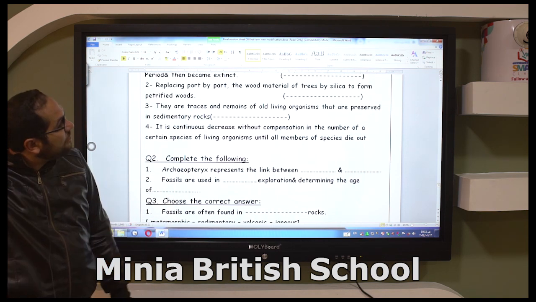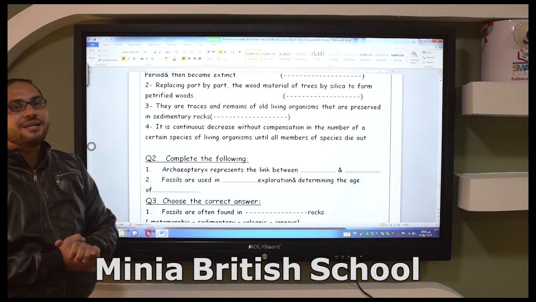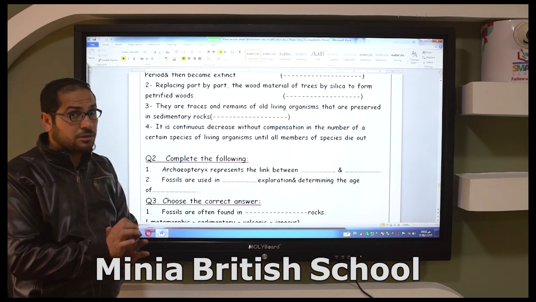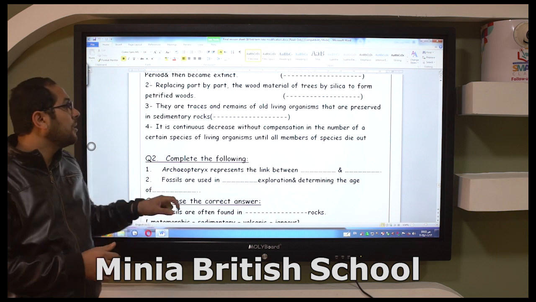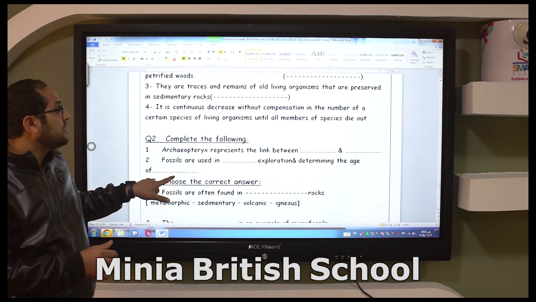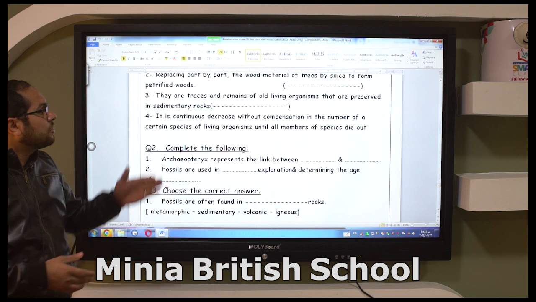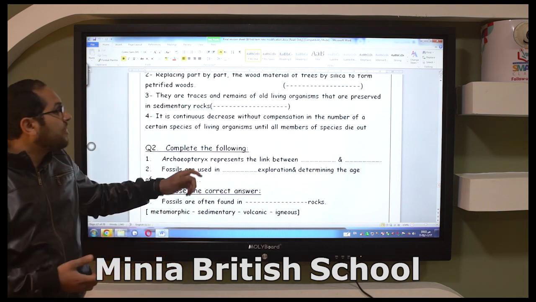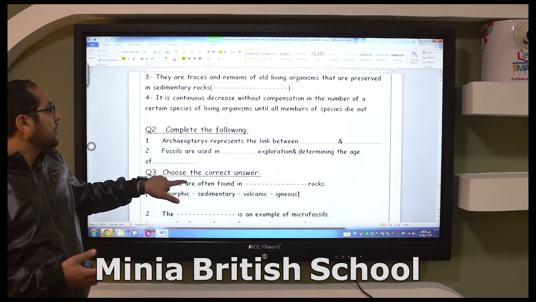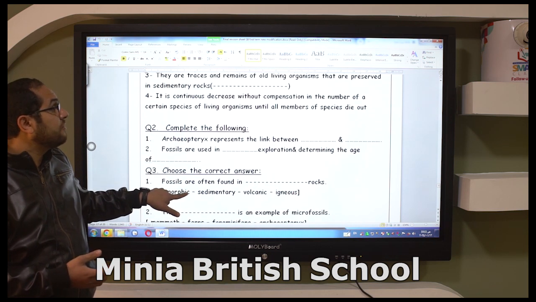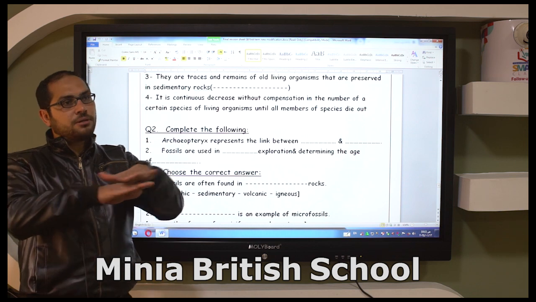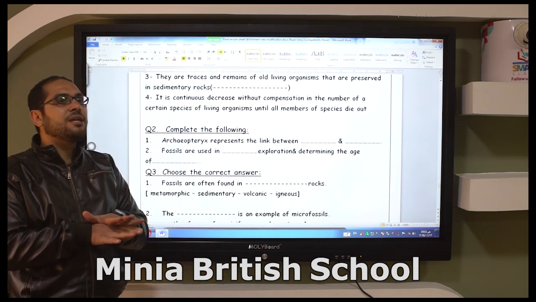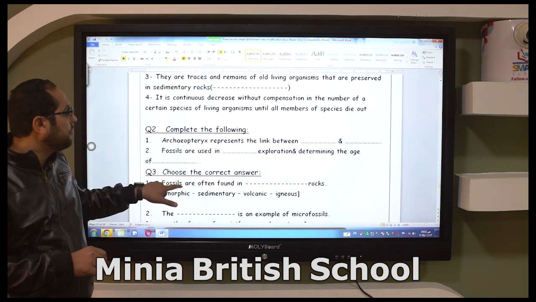They are traces and remains of old living organisms that are preserved in the sedimentary rocks, not metamorphic, okay, but sedimentary rocks. These are the fossils. It is the continuous decrease in what? In the species, without compensation, in the number of a certain species of living organism until all members die out. This is the meaning of extinction.